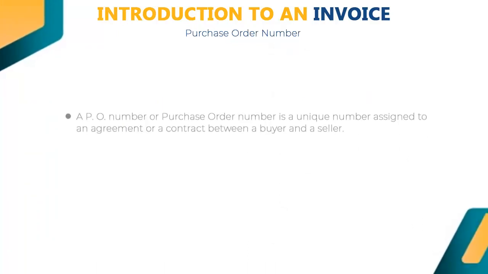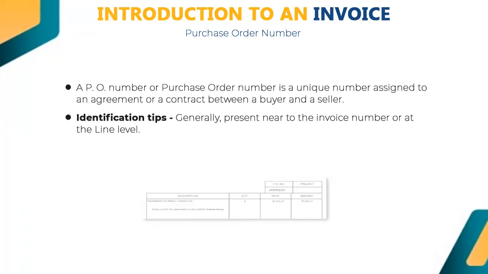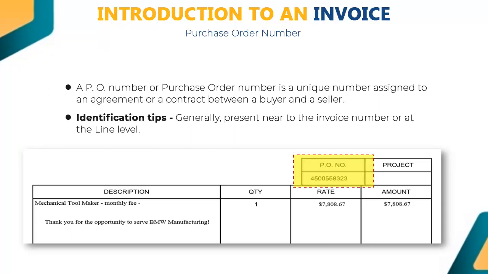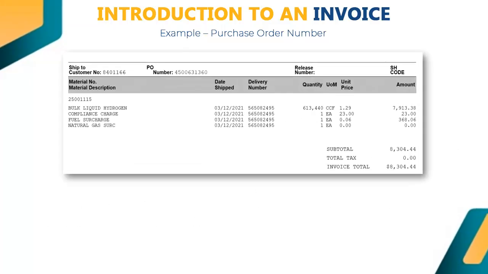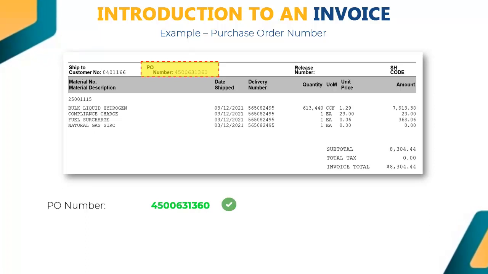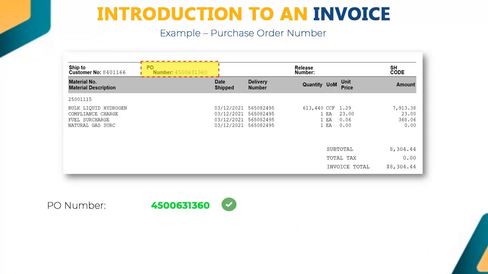A PO number or purchase order number is a unique number assigned to an agreement or a contract between a buyer and a seller. Identification tips: generally present near the invoice number or at the line level. Key the data after the word PO number. In this example it is 4500631360. Do not key with the words PO number. If the word PO number or purchase order is already populated, then remove the words PO number or purchase order.